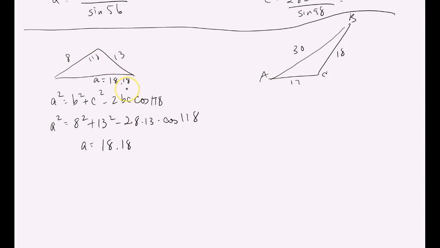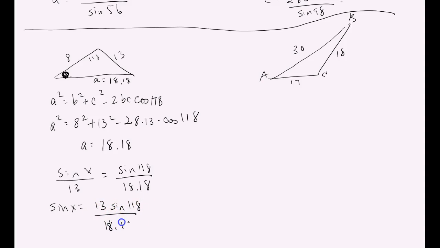Now that you have all three sides and you want to find one of the other angles, just decide which one. So let me try to find this one first, which means I'll be doing sine of whatever that is, I'll call it x, over 13 is equal to, now you know these two, the sine of 118 over 18.18. Okay, we'll cross multiply. So sine of x will end up being 13 sine of 118 over 18.18.